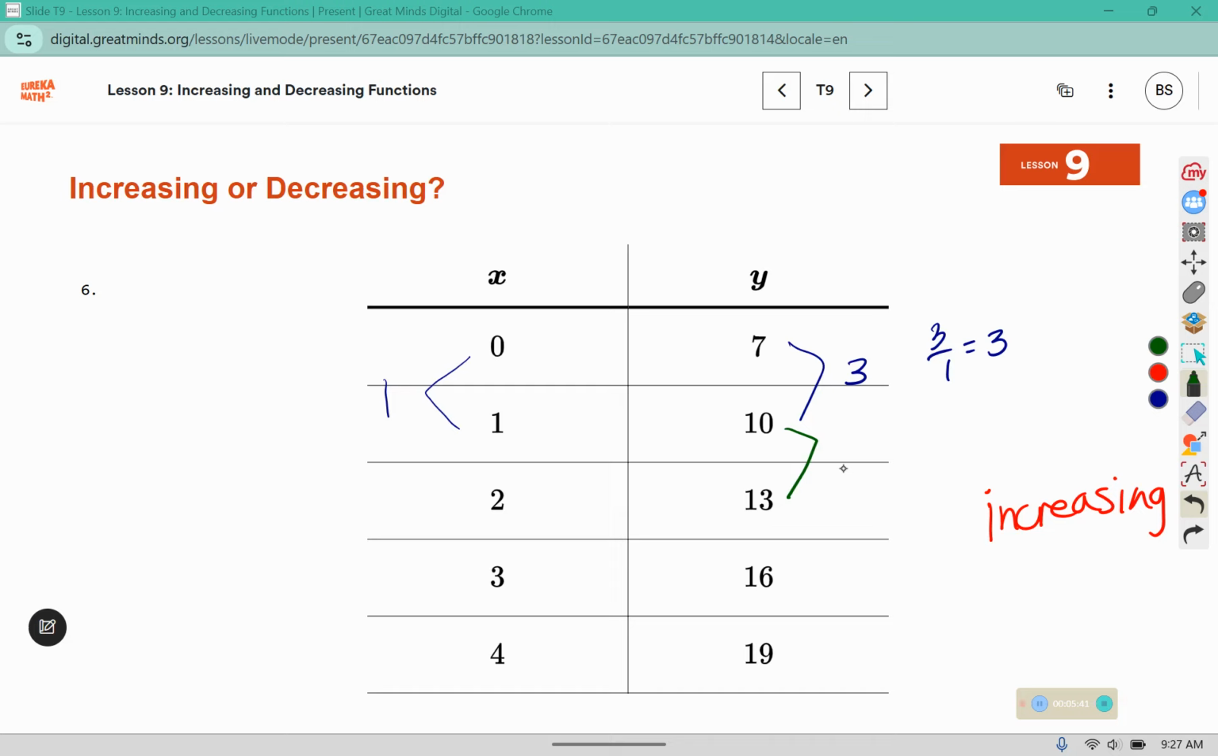Here, 13 minus 10 is 3, and 2 minus 1 is 1. So that also has a slope of 3 there. This one increased by 3 and 1. And this one increased by 3 and 1. So this is a linear and increasing function.